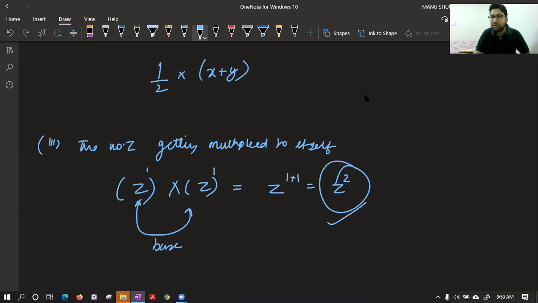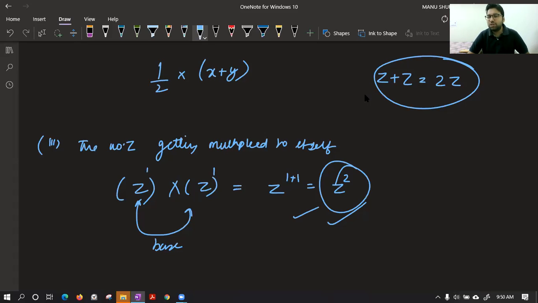When you have z plus z, that is 2z. z into z is z square. Please don't confuse like this. When you have z plus z, that becomes 2z. Because repetitive additions become a multiplication like that. Here is the case of exponent in power. When the same base is getting multiplied, powers will add. That's it.